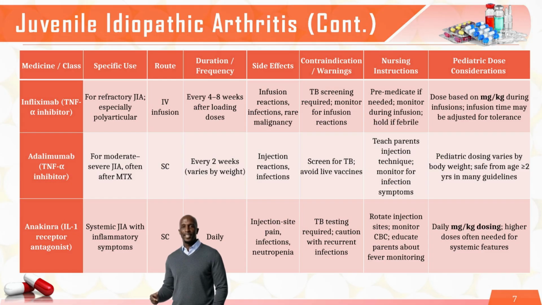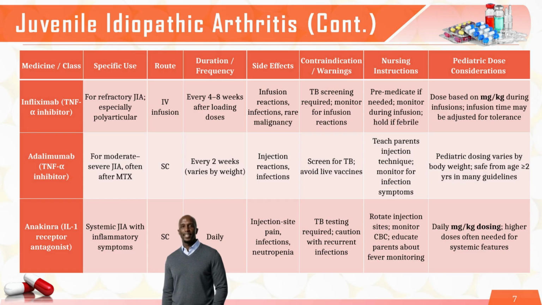Adalimumab, also known as Humira, is given subcutaneously every 2 weeks. It's used for moderate to severe JIA and requires TB screening just like the other biologics. Teach parents proper injection technique.